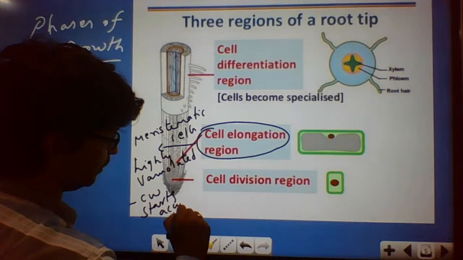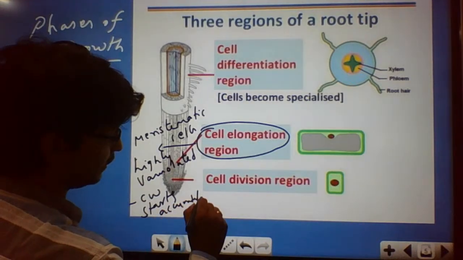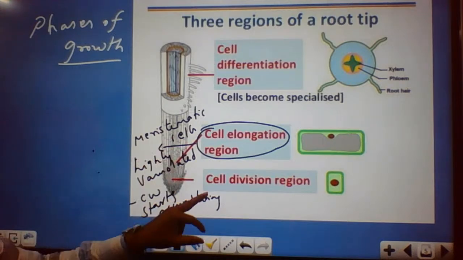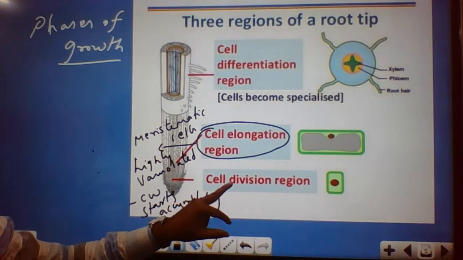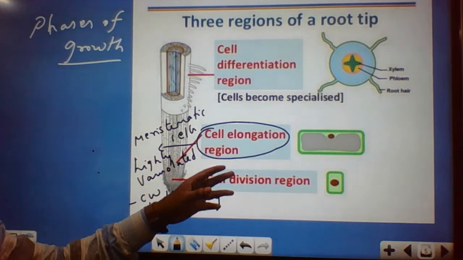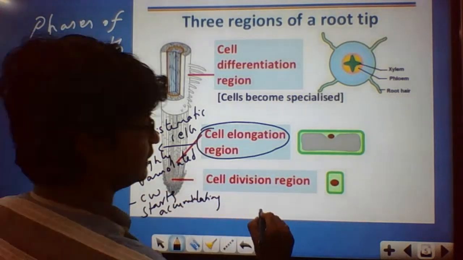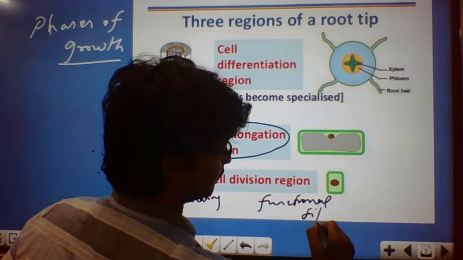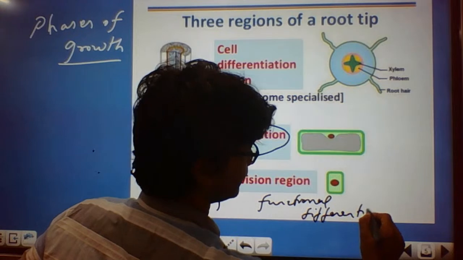The cell wall starts accumulating in the cell elongation region. Coming to the cell division region, you could see the maturation, which undergoes the structure where functional differentiation is attained.